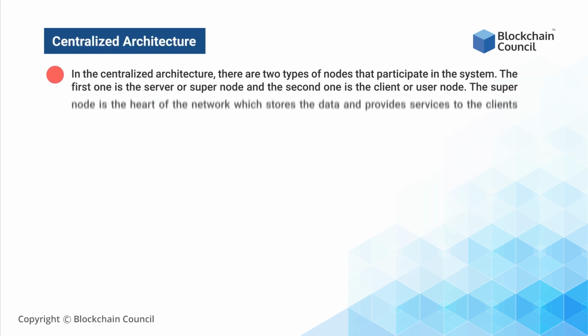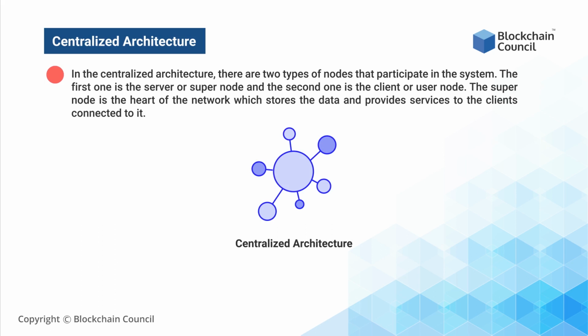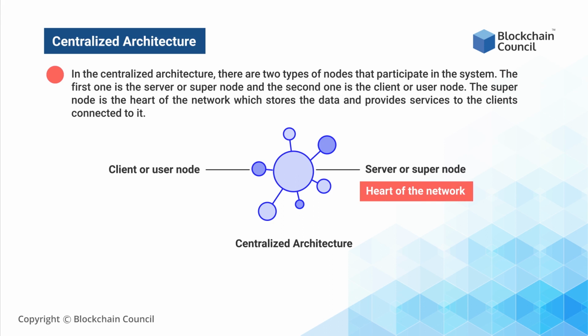Let's understand centralized architecture. In the centralized architecture, there are two types of nodes that participate in the system. The first one is the server or supernode, and the second one is the client or user node. The supernode is the heart of the network, which stores the data and provides services to the clients connected to it. It is the traditional and simple method of maintaining a network, where there are multiple users requesting a service or data, that includes user information or user-generated content, and much more. This approach is mainly suitable for organizations that are located at a single location, as it is a standalone network, in which the users are not spread over a wide geographical area.